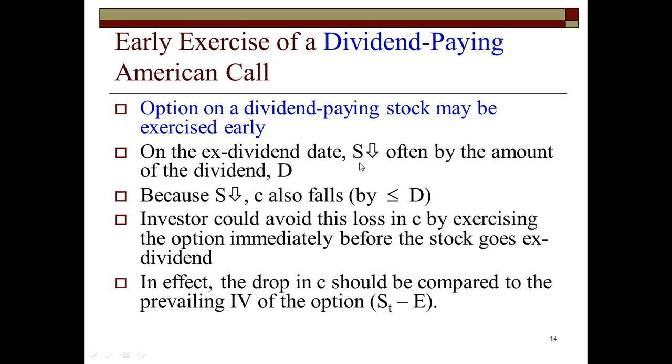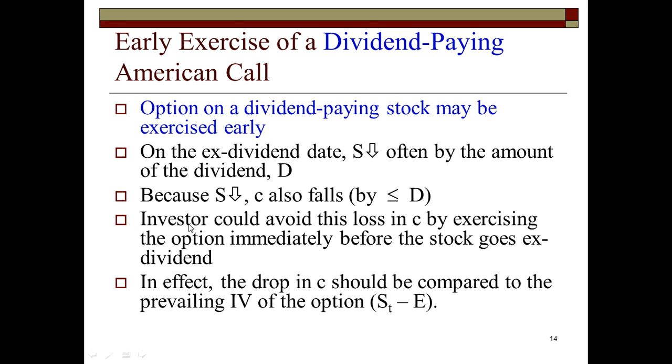Remember, on the ex-dividend date, the stock price would drop, often by the amount of the dividend, because if a stock is selling for $20 and dividend per share is $2, on the ex-dividend date you can expect the stock to drop from 20 to 18, because no one is going to want to pay the same $20 to purchase a stock that would not pay him or her the dividend of $2. So you can expect the stock price to drop. And of course, if the stock price drops, as we have shown already, the call premium would also go down. And we can expect it to go down by no more than the $2 of dividend per share. So it's going to be $2 or less.